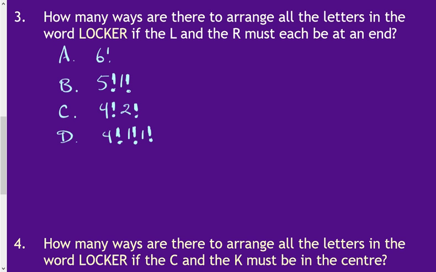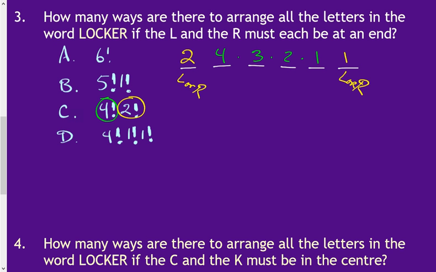Yes. Which one? C? All those in favor of C? We're not quite unanimous. Who would explain why C? So this is L or R, and this is L or R. One of them's at one end, so I pick one for the first end, and I only have one choice for the other end. Which would give us the 4 factorial times the 2 factorial.